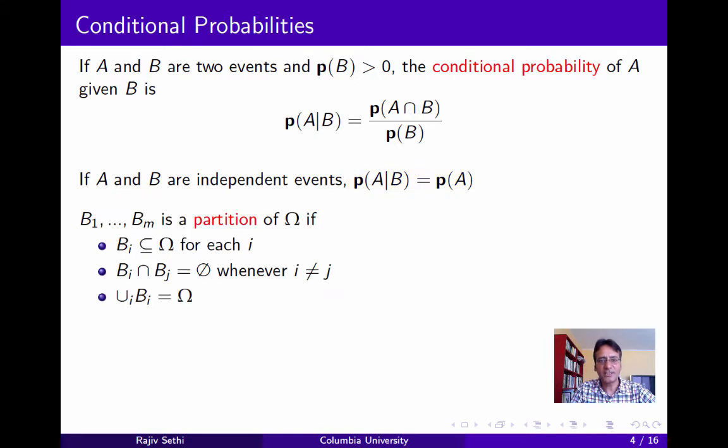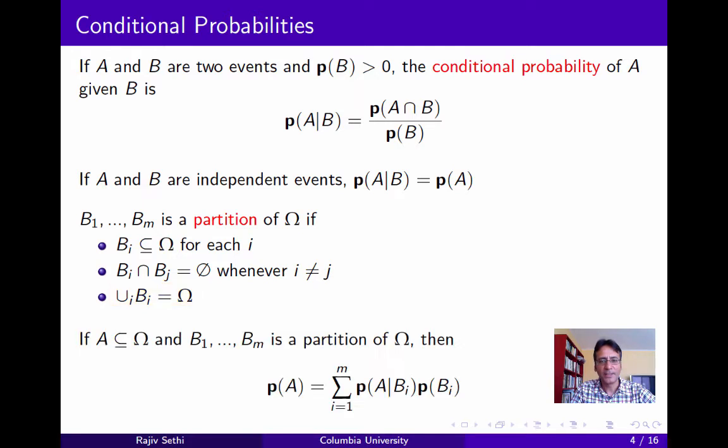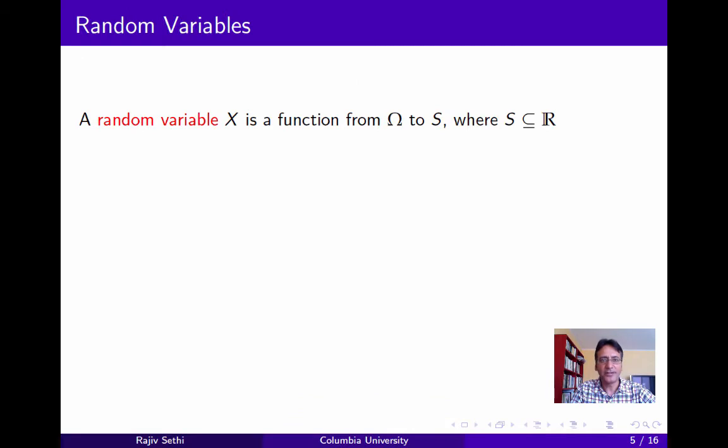Now consider a collection of sets B1 to Bm. This is referred to as a partition of Ω if each of these sets is a subset of Ω, if they're pairwise disjoint, and if their union is equal to Ω. And for any subset A of Ω and any partition B1 to Bm, the probability of the event A can be expressed as the probability of A conditional on Bi times the probability of Bi, summed across all sets in the partition. Now we'll define random variables.